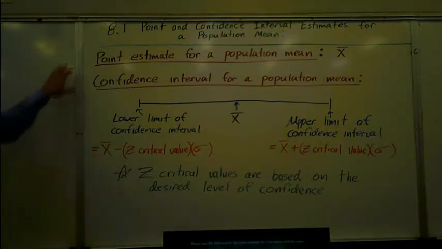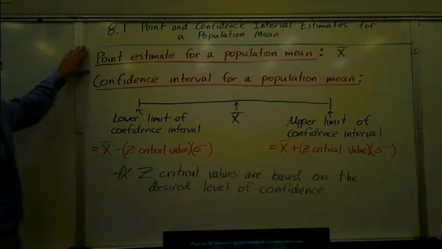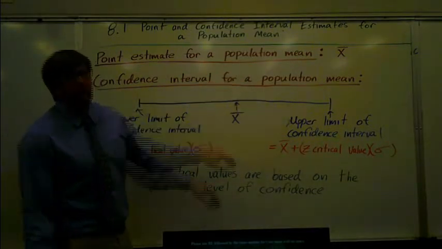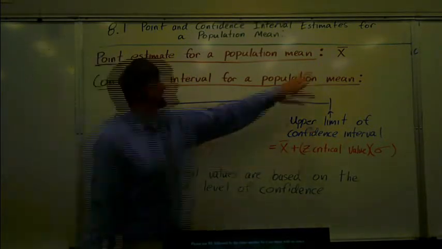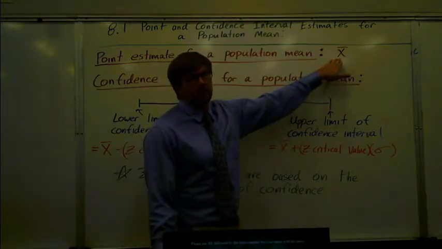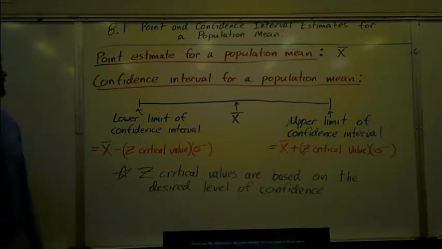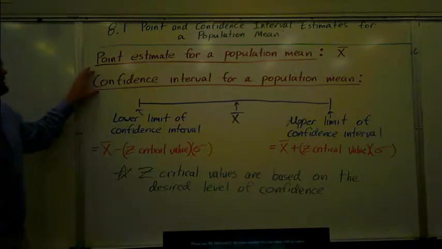Probably the easiest way to estimate a population mean is to find the point estimate. The point estimate is just your sample mean, or the mean of the sample you took. So you already know about a point estimate of a population mean. What's new is the confidence interval for a population mean.